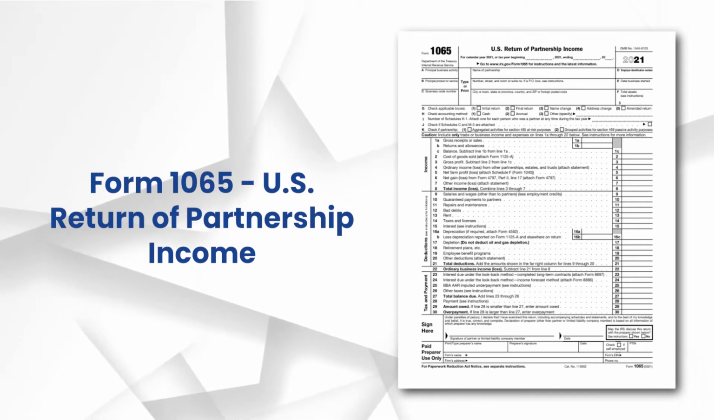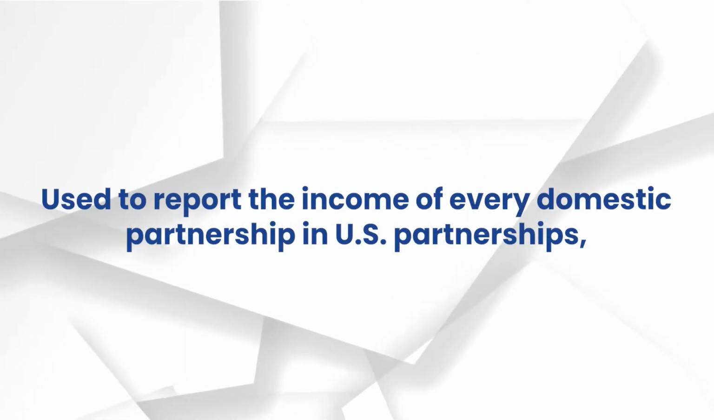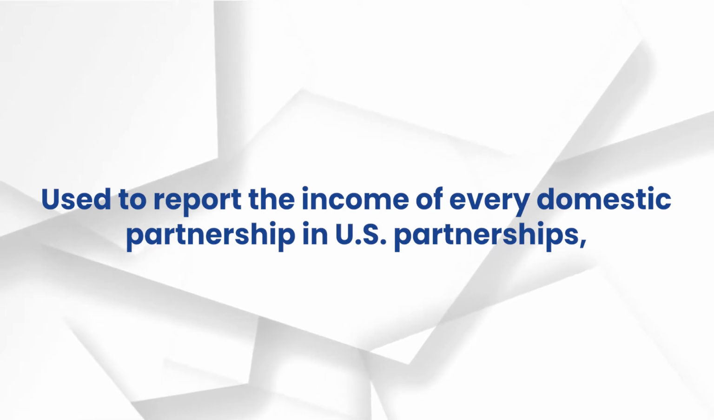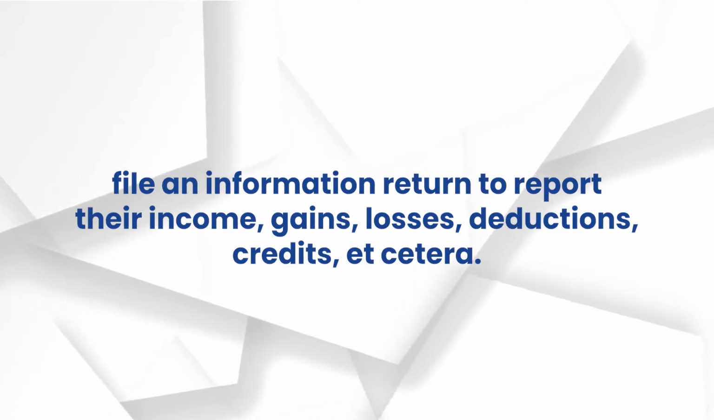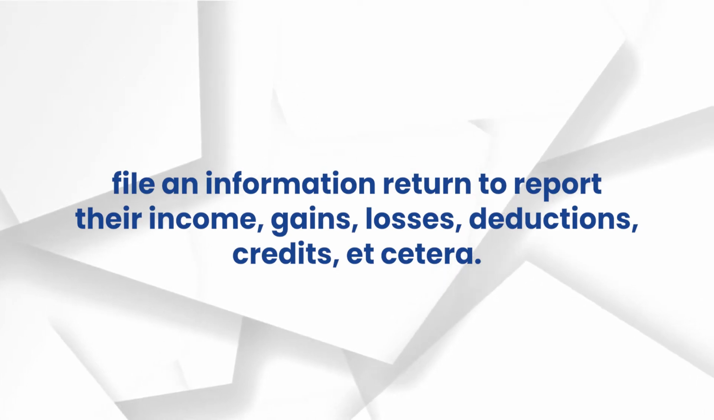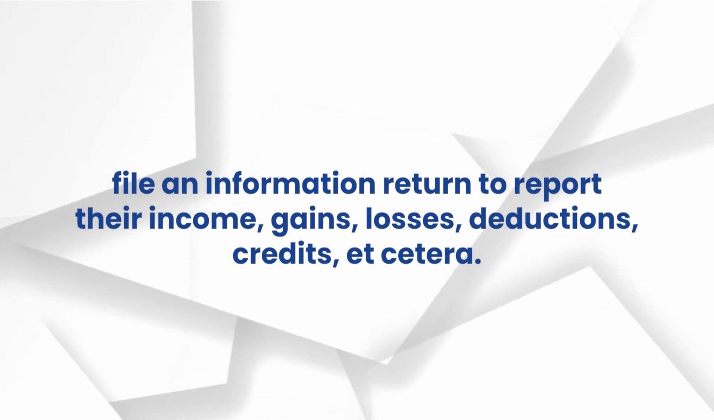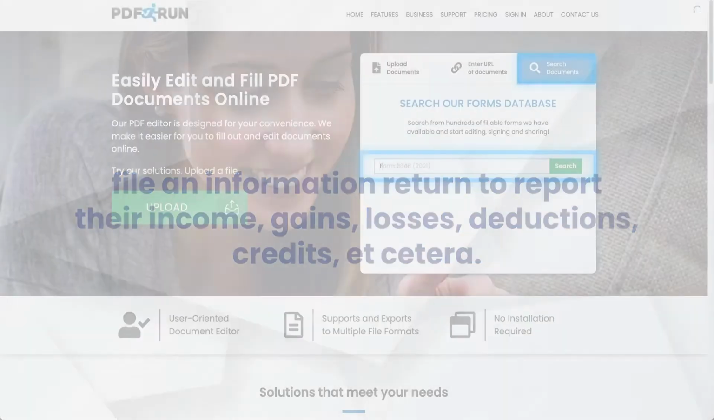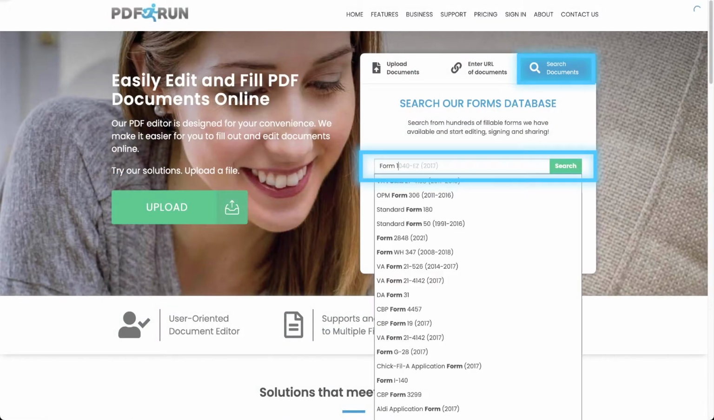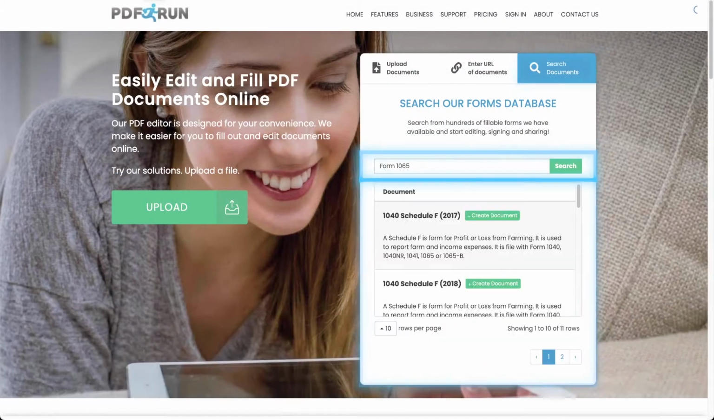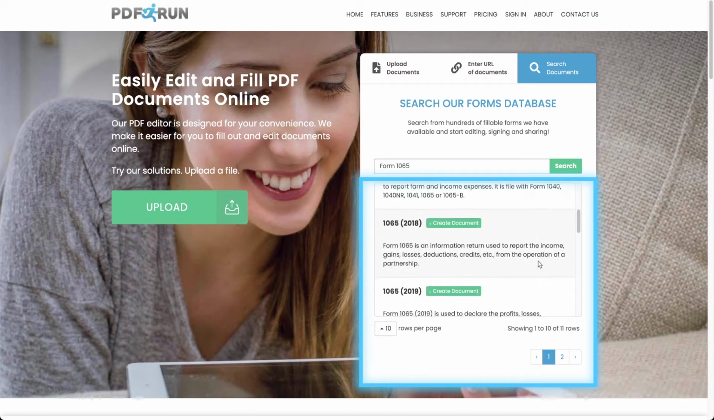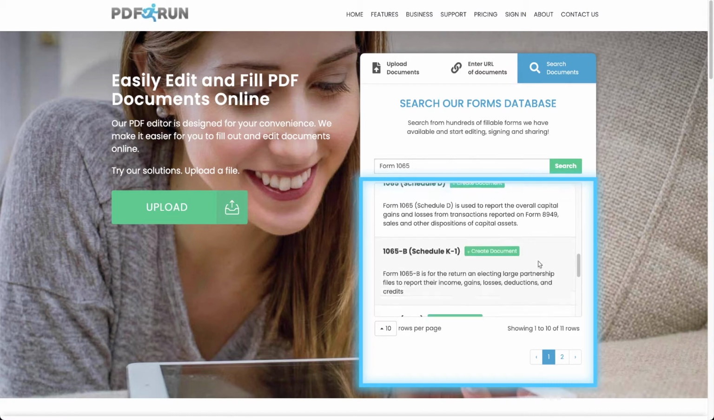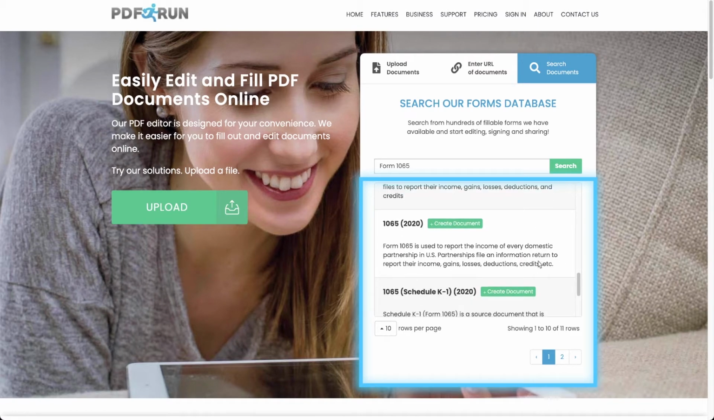Form 1065, U.S. Return of Partnership Income, is used to report the income of every domestic partnership in U.S. partnerships. File an information return to report their income, gains, losses, deductions, credits, etc. You may get a copy of Form 1065 at the official IRS website. You can also get a ready-to-use, editable, and fillable version here at PDFRun.com.